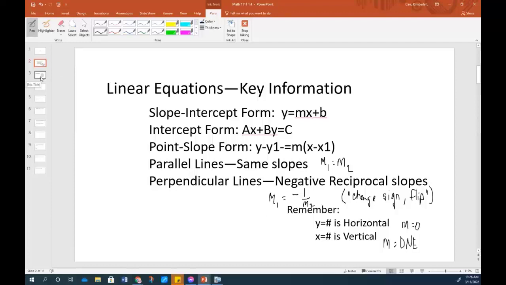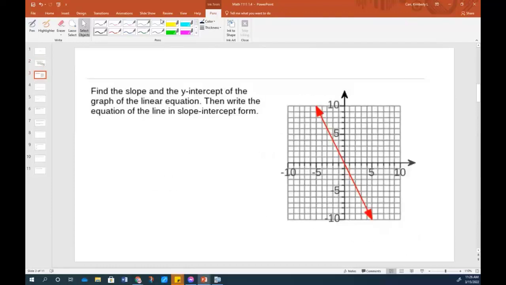All right, so let's look at what kinds of problems we need to do and how we need to apply this information. Find the slope and the y-intercept from the graph. Then write the equation of the line in slope-intercept form. Well, first of all, the slope. What you need to do for the slope is identify two clear places where you can say, I definitely recognize this point. So like this one goes through the point 0, 0. I can see that for sure.